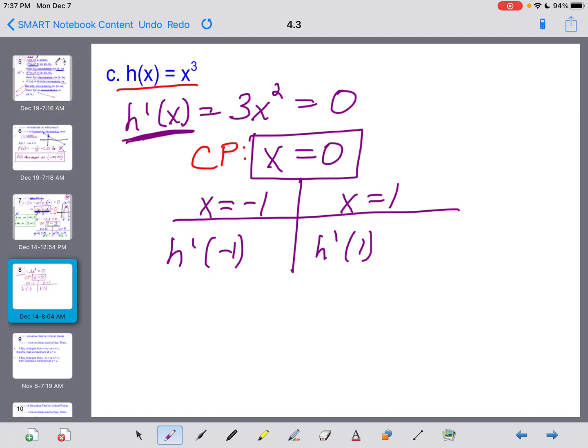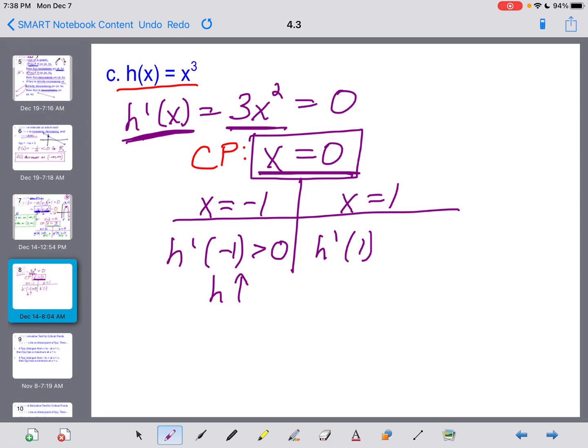Okay, so put a -1 into h prime right here. Make sure you follow your order of operations. -1 squared is 1 times 3 is 3. The value doesn't matter, but the sign does. So h prime of -1 is positive, which means that h increases on this interval from negative infinity to 0. This is why I have you guys box up the x equals 0. That's the value that's actually going to go in your answer, not this value right here, which was random and that we just made up.